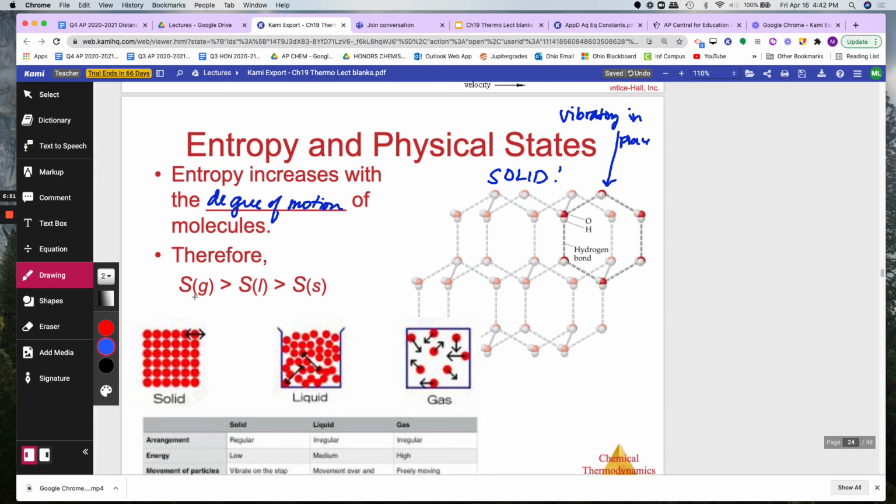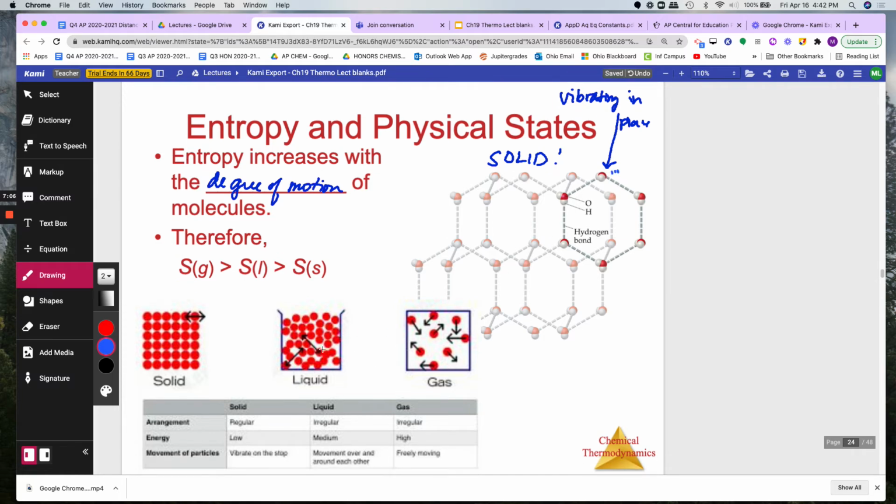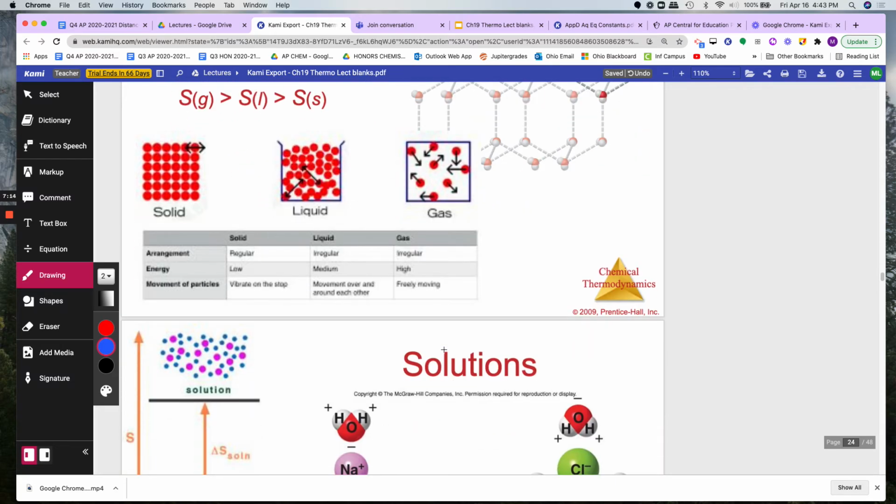So therefore, the entropy of a gas is higher than a liquid, which is higher than a solid. A solid looks like this. Even though they're stuck in their position, they still are moving, vibrating in place, but their entropy is low. And you liquefy it, you make them able to move past each other, so the entropy goes up. And then you turn it into a gas, and it gets even higher.